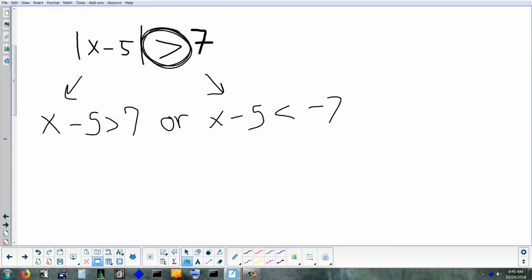Thinking ahead now. What's our graph going to look like if it's an or? Right. Opposite directions. Or's opposite. Now, I just solved these. What's my first step going to be? Actually, this is only going to be a one step.